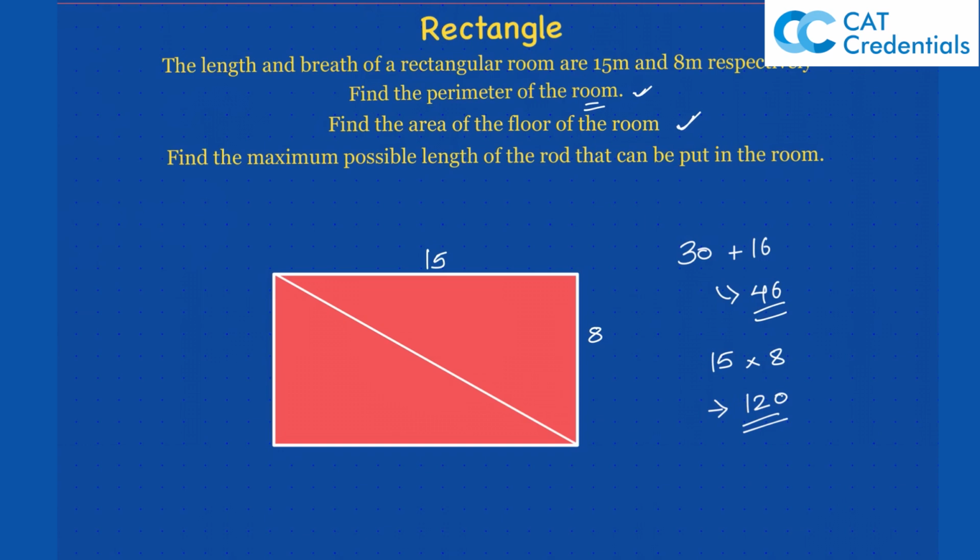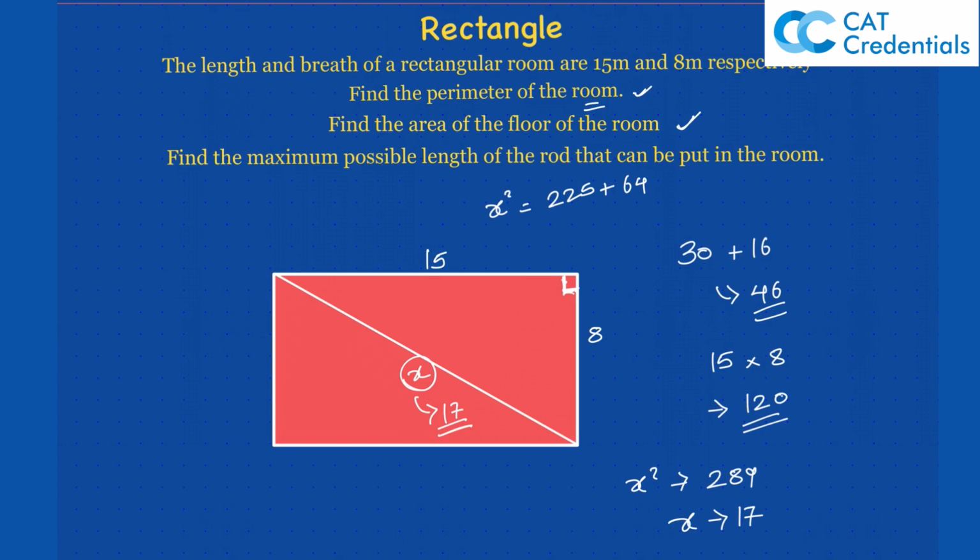So this angle in a rectangle, obviously it is 90. So what will I do? I'll apply Pythagoras theorem. So let the diagonal be x. So x square will be equal to 15 square, that is 225, plus 8 square, which is nothing but 64. So x square is equal to 225 plus 64, it's 289. So x turns out to be 17, and that's the biggest possible length of the rod that can be put into this room.